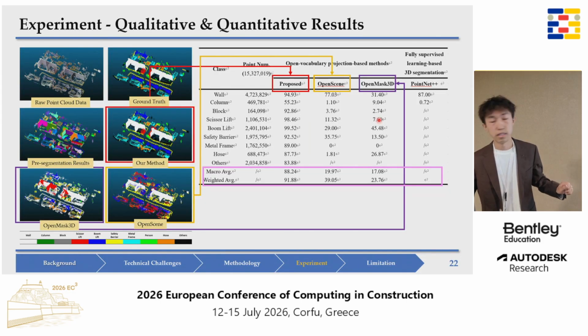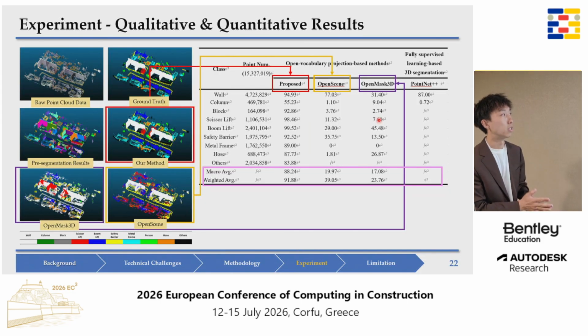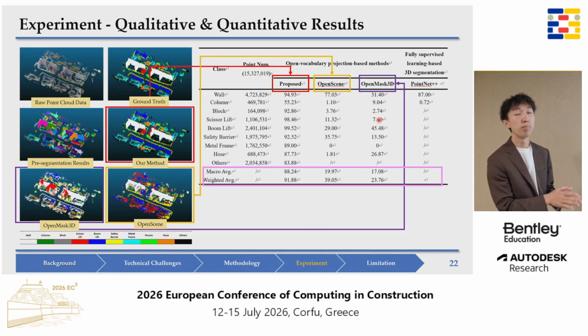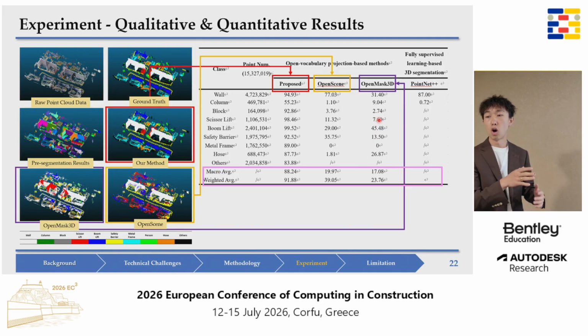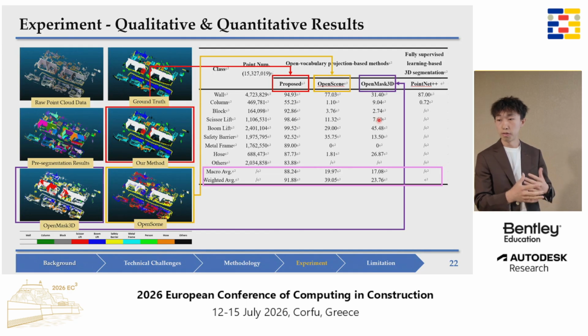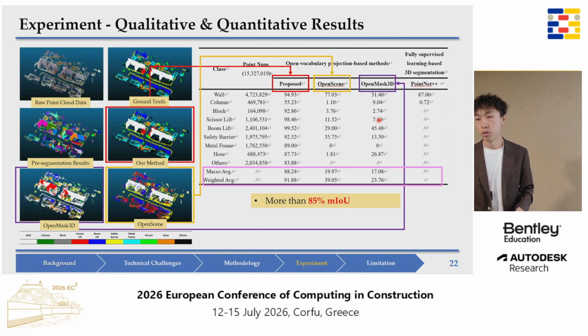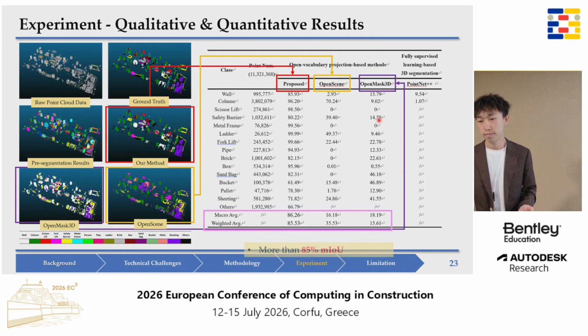Quantitatively, we compare our method against state-of-the-art methods like OpenScene and OpenMask3D, because they are state-of-the-art zero-shot learning point cloud segmentation methods, and they also leverage the semantic information from 2D images to 3D. We found in construction scenarios, our method outperformed these methods by a large margin, and we can achieve more than 85% mean IoU in these two scenarios.